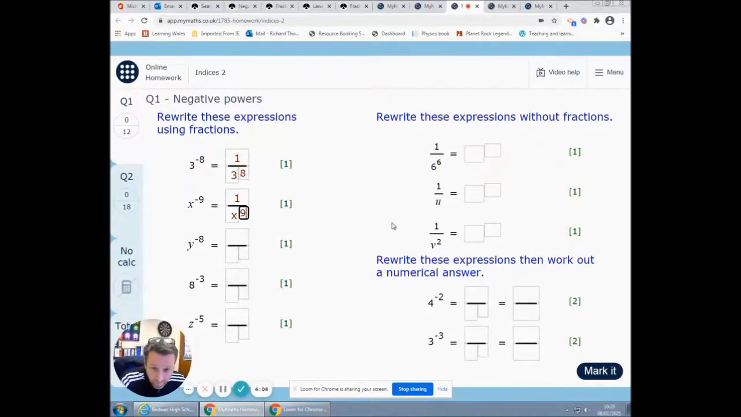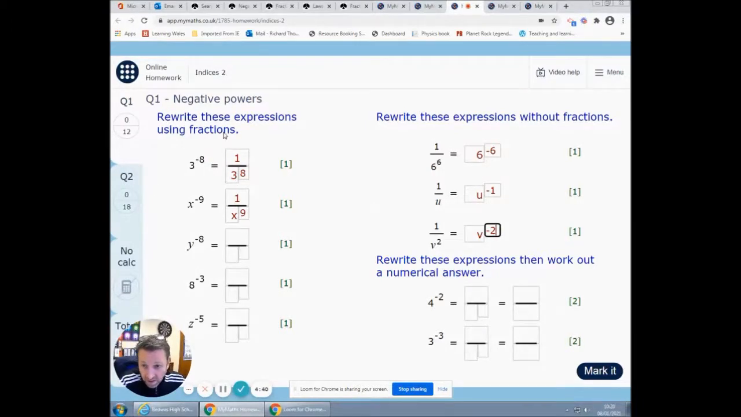Okay? And then reversing that process, giving you the expression as a fraction, as a reciprocated fraction, put it back into a negative indice. So this would just be 6 to the power of negative 6. This would just be u to the power of negative 1. And I'm sure you'd all agree 1 over v squared is just v to the power, if my keyboard can work, to the minus 2. Right? So these questions are the reverse of each other.